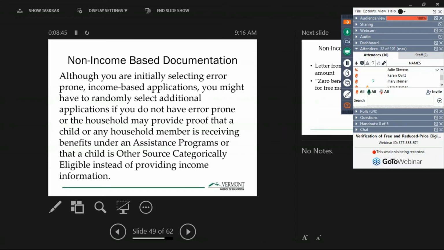So I don't think you guys will be dealing with a lot of non-income based applications during your verification process because you are all required to be following the error-prone method. But if you don't have enough error-prone applications, you might end up randomly selecting an application that the household reported that they were participating in an assistance program or categorically eligible program. So you might get somebody that put down a case number that you didn't actually find on your DC list when you were doing your original application approval process.